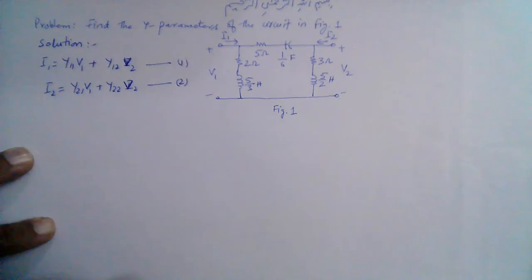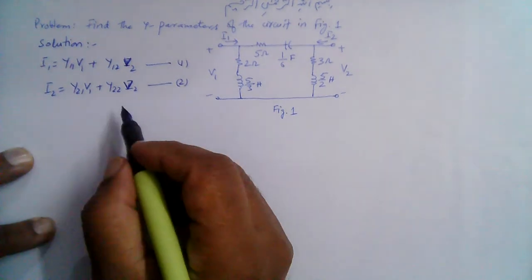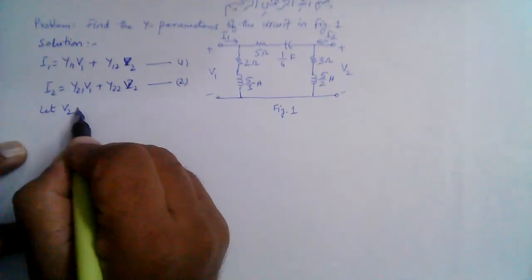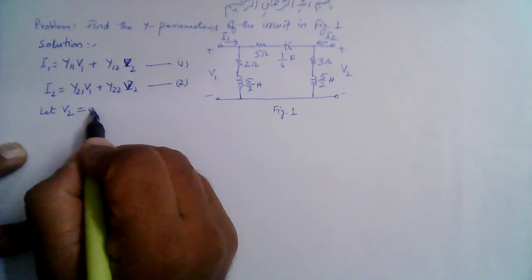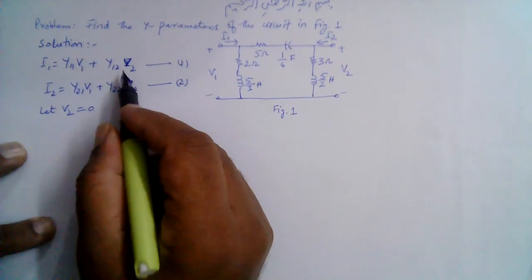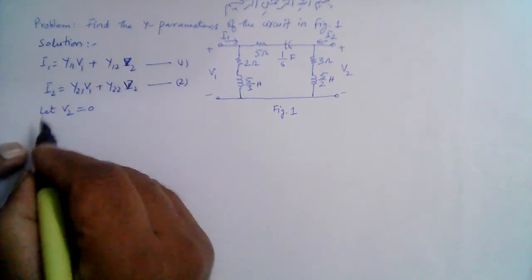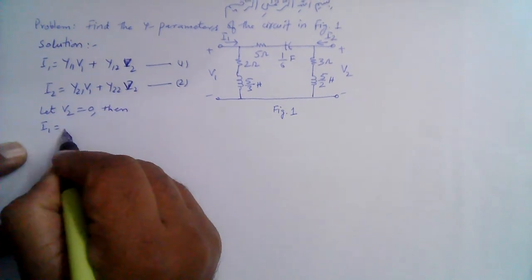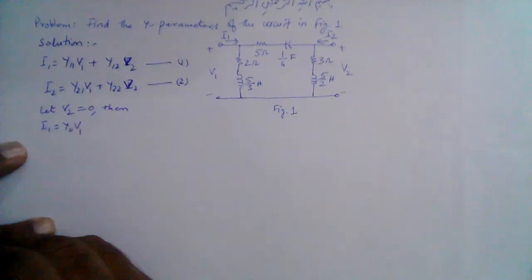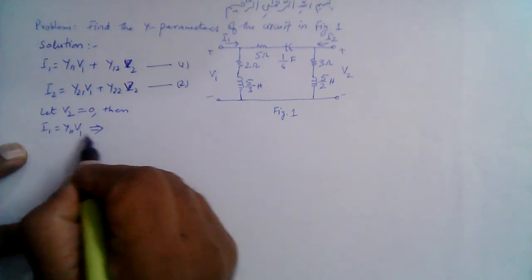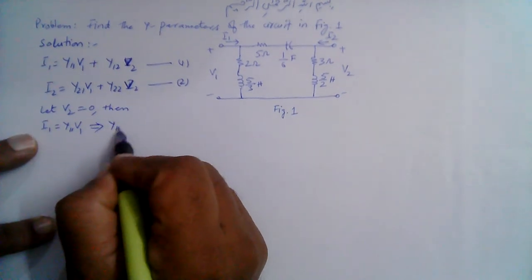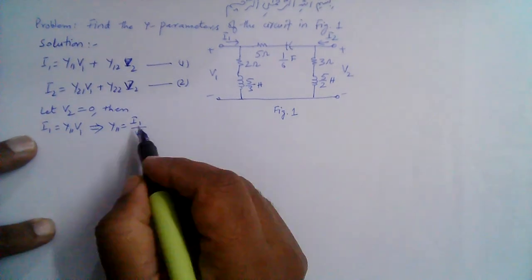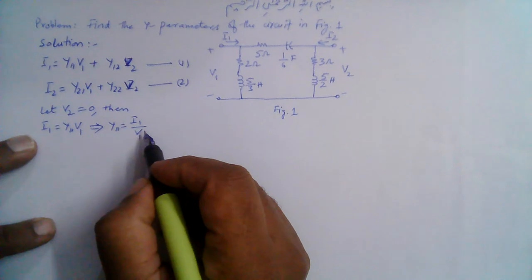So for example, if we let V2 equal to 0, then I1 is equal to Y11 V1, right? And that means that Y11 is equal to I1 divided by V1. So this is admittance, with the units of mho or Siemens.